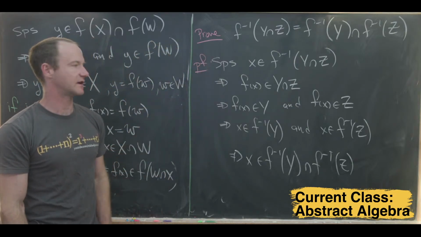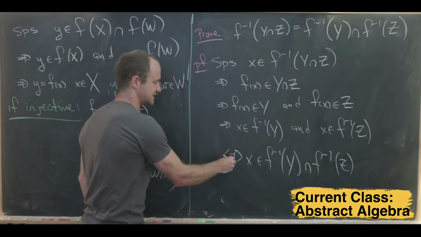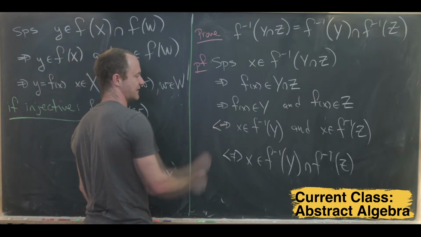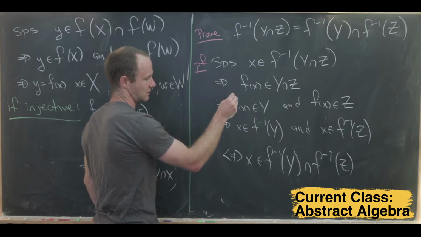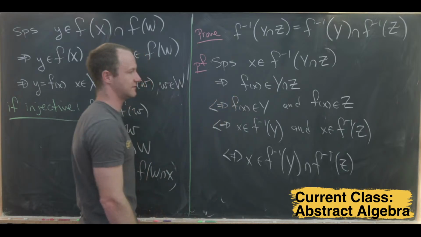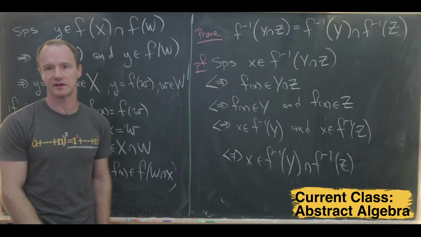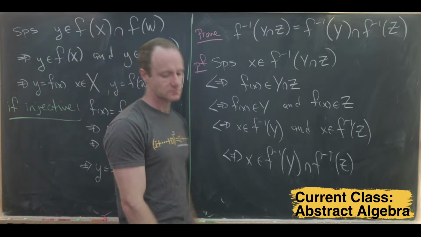But then looking carefully at this, you'll see that everything here is an if and only if statement. This is the definition of intersection. This is the definition of pre-image. So everything here is an if and only if statement, which means we're done. We did it all at once. Okay.